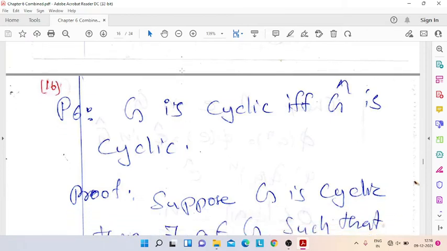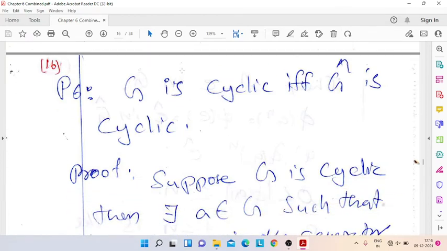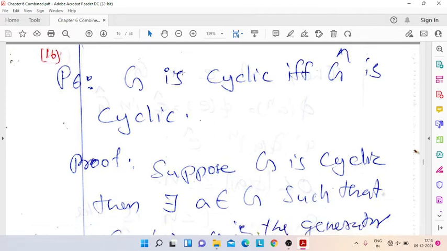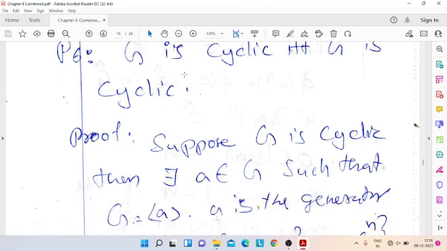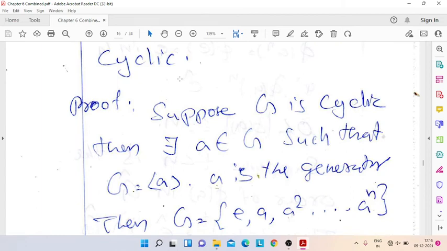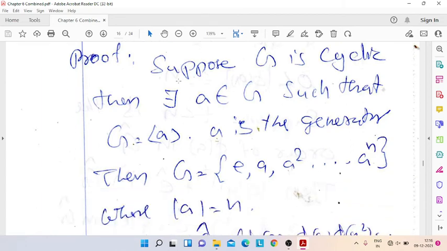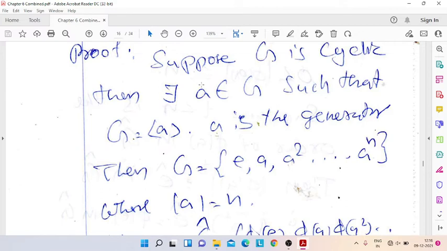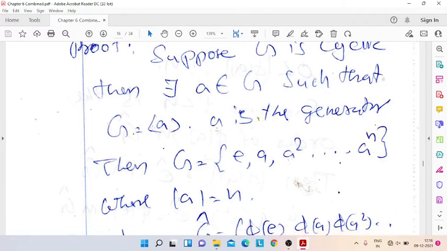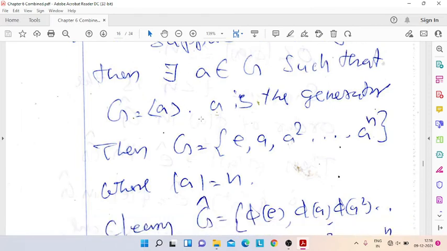And next property, the sixth property: G is cyclic if and only if G cap is cyclic. Suppose that G is cyclic. Then by the definition of cyclic groups, there exists an element a in G such that G is generated by that element. G is equal to the cyclic group generated by a.